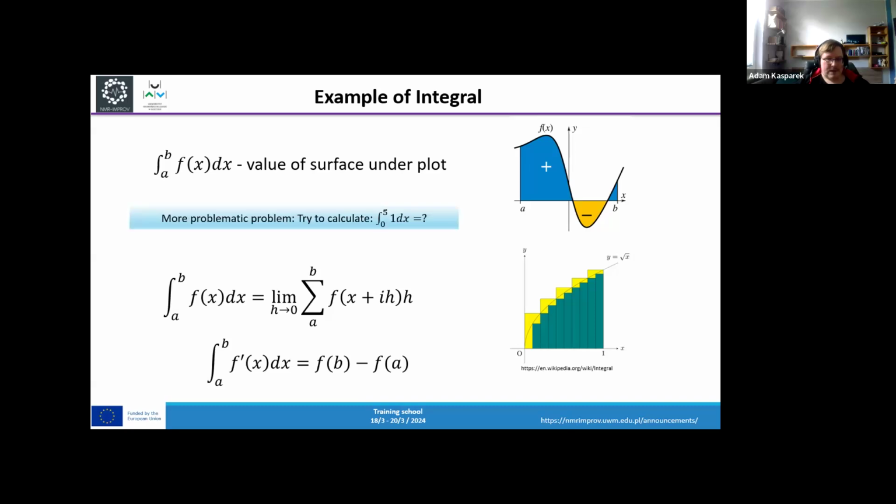Okay. So now, a little more problematic problem than the last one. If, for example, we have a constant function with the value of 1, and we want to measure the integral of it from 0 to 5, what will the value be? I will give you a few moments, and let's check whether someone will be able to calculate it.